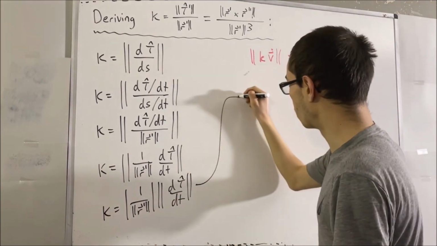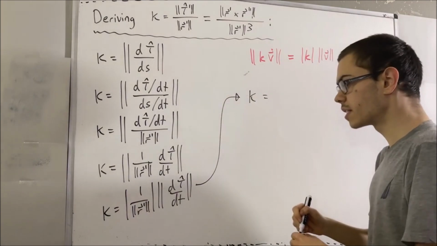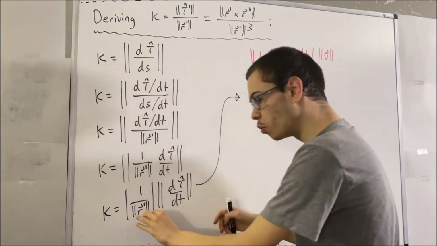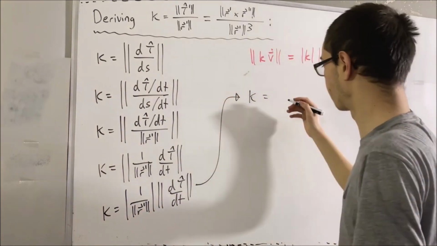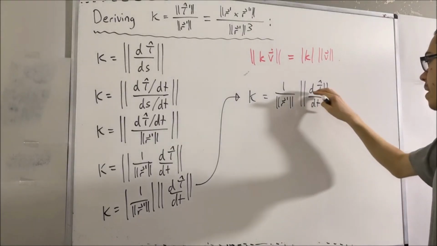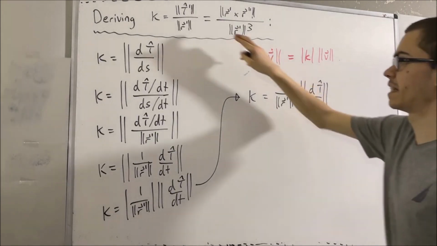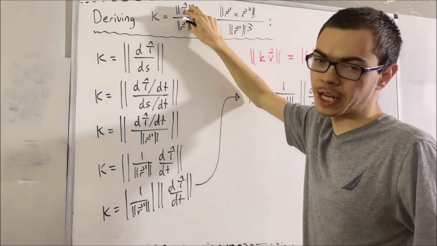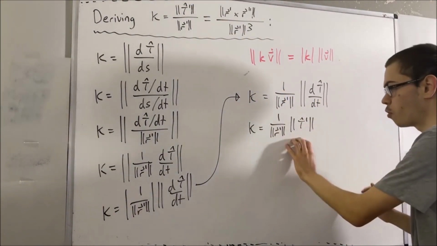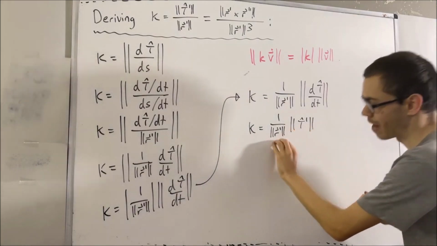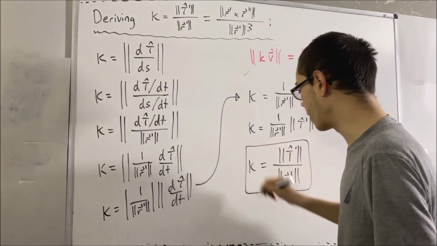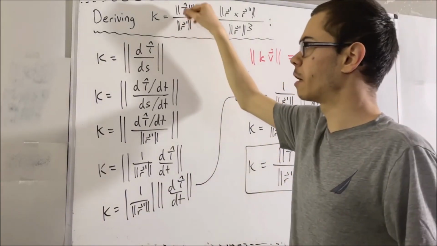Now, I'm actually going to move over here, and notice 1 over magnitude of r prime clearly isn't negative. So really, we don't need the absolute values in front of it. Now really, we can rewrite dT over dt as T prime, right? That's our shorthand notation for derivative with respect to time. And so now we can rewrite this as magnitude of T prime over magnitude of r prime. And so this completes the derivation of our first formula for curvature.